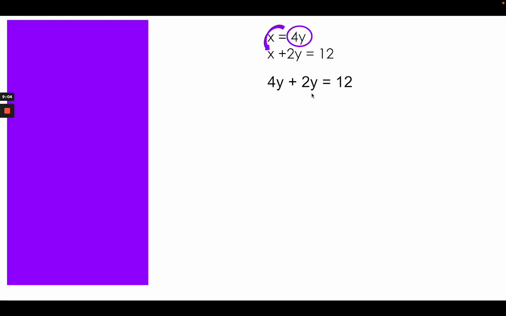What's left is 2y equals 12. I have 4y plus 2y. I'm going to combine them to make 6y. Divide by 6, divide by 6, y equals 2.